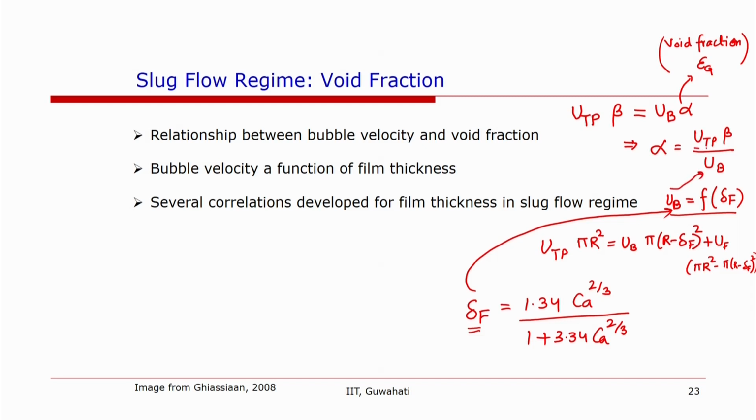Of course one will know the flow rate of gas and liquid, so one knows what is UTP and beta, and that is basically the superficial velocity of gas. So one obtains alpha. Now a small error in the film thickness, you can test this for yourself, can have a large error in the bubble velocity and consequently in the void fraction. Okay.